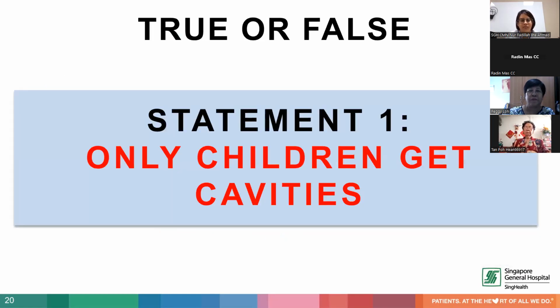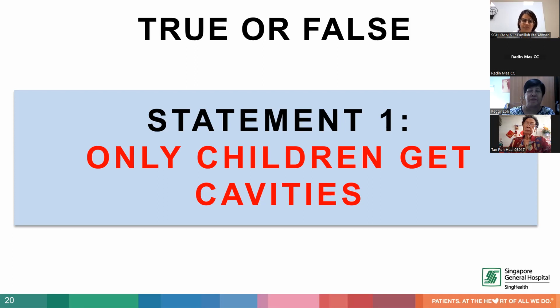Okay, so these are true or false questions. Any of you can answer. The first statement is only children can get cavities. Anybody can answer true or false? False. Okay, yes, correct. It's false, because tooth decay can actually develop at any age. It can happen as long as you have a natural tooth. So it's very important for you to really follow the recommendation for the oral health.